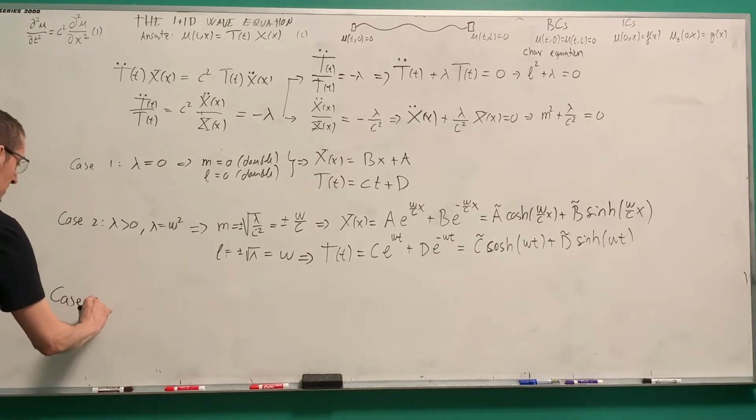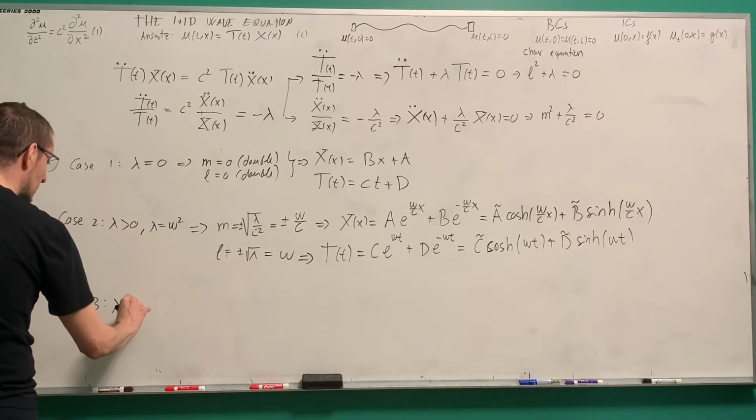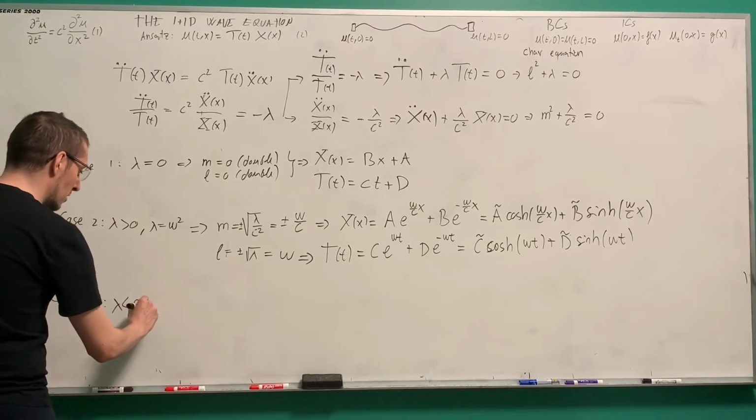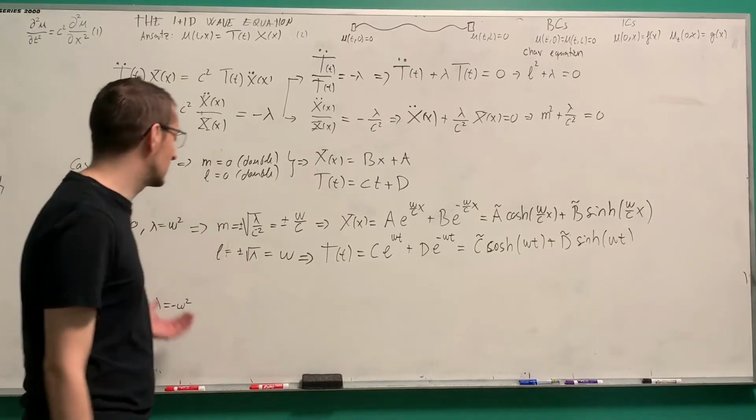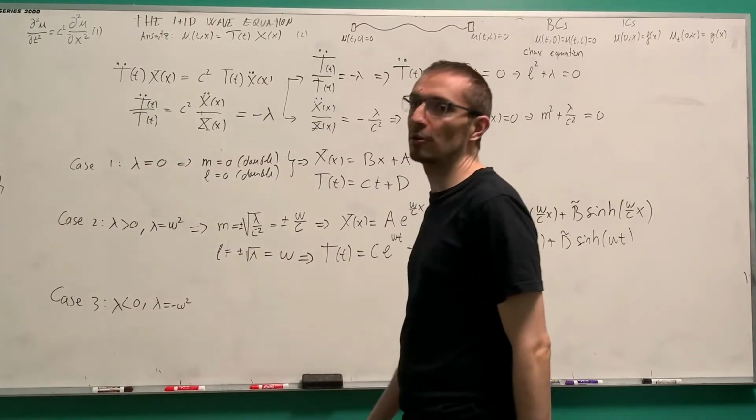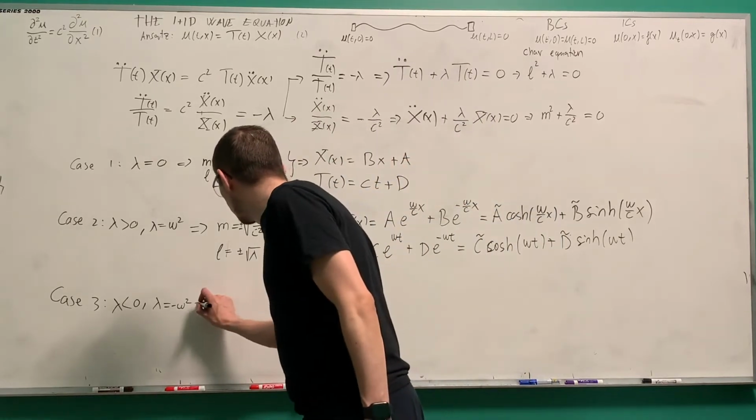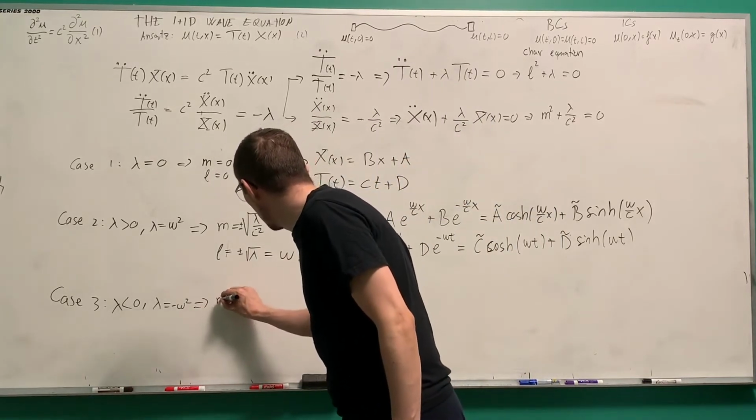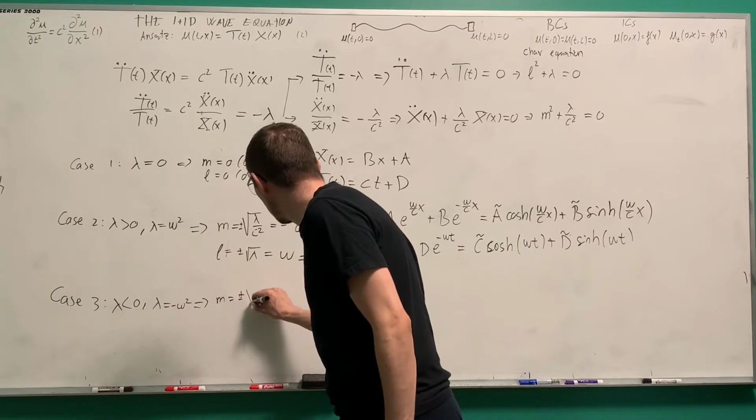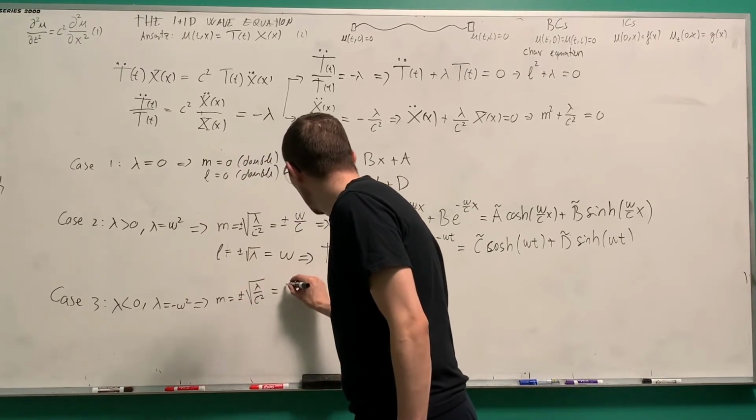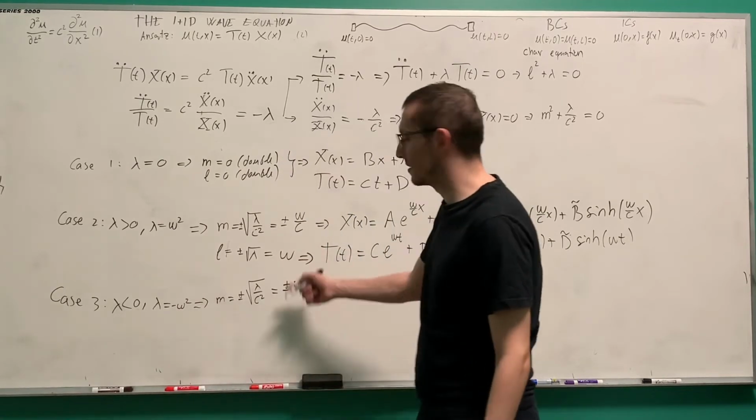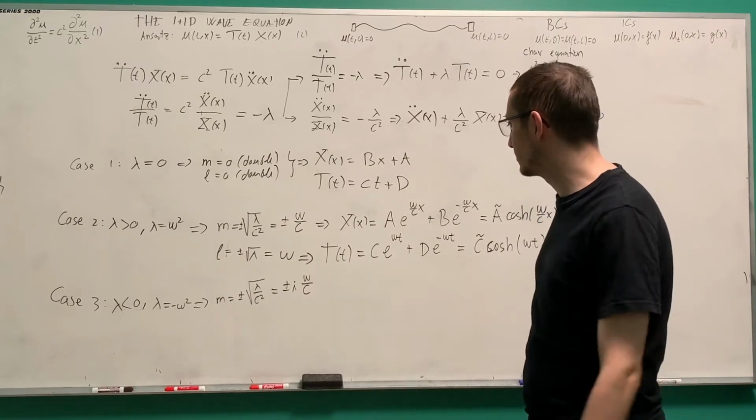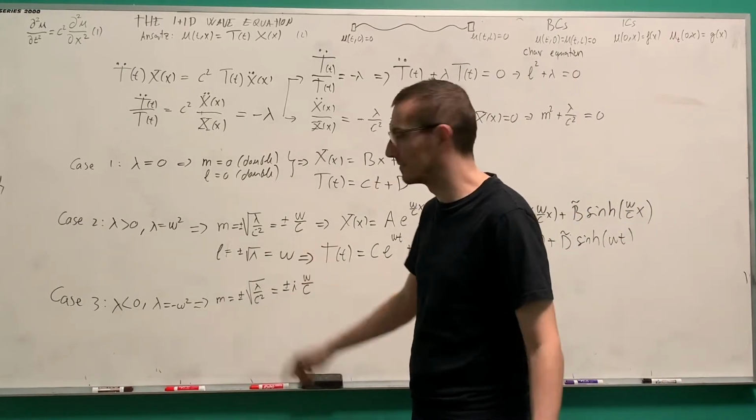Case 3 is lambda less than 0. And same as before, what we do, we call lambda minus omega squared, because we know that it's negative, the square of a negative real number is positive. So, in that case, we know that m is equal to plus minus the square root of lambda divided by c squared, which is equal to plus minus i omega over c, two complex conjugate roots with no real part.